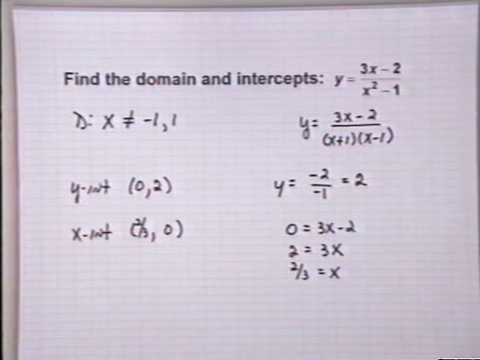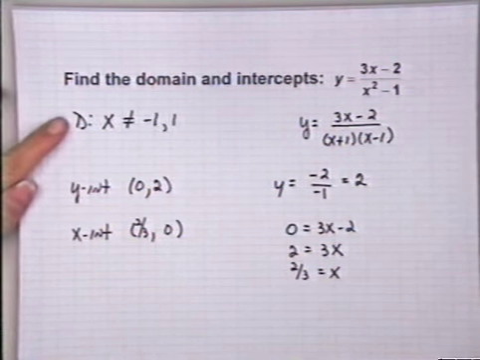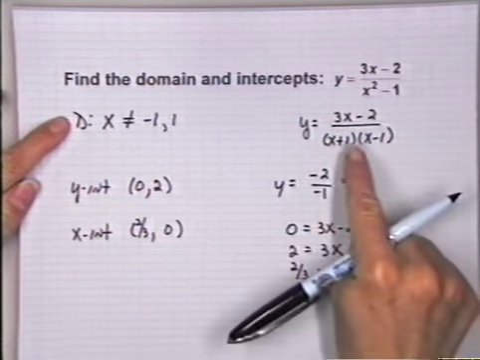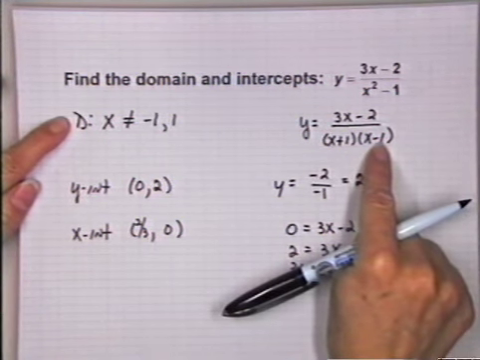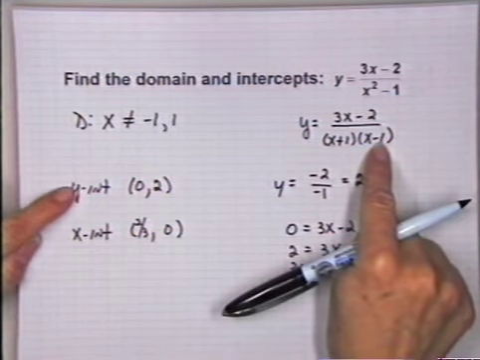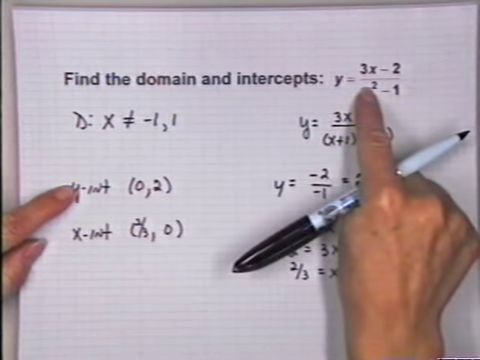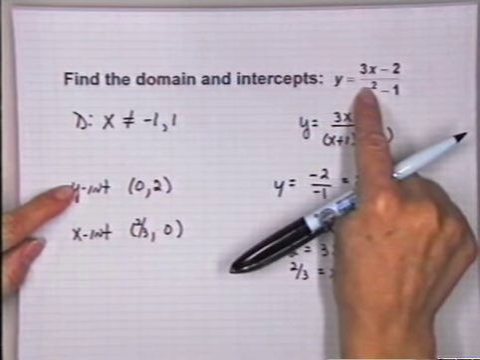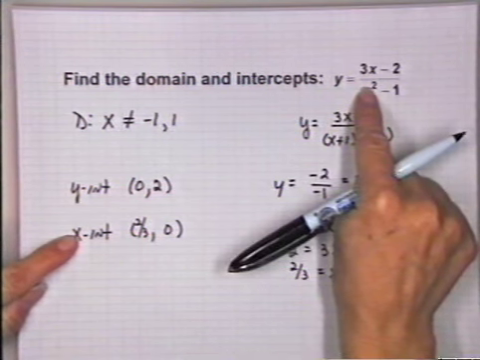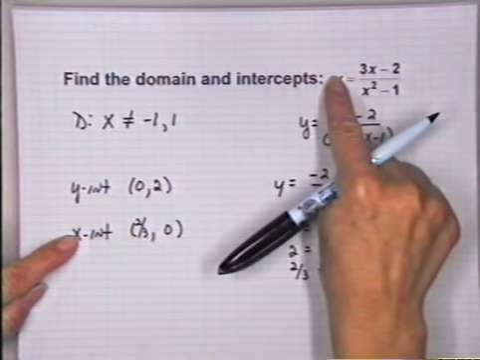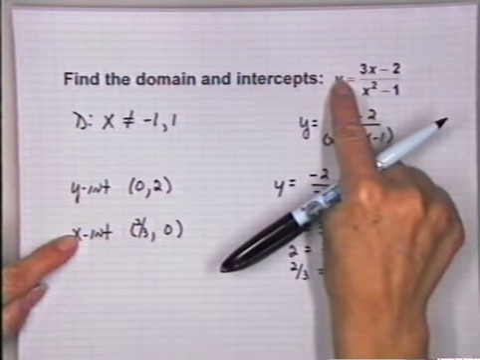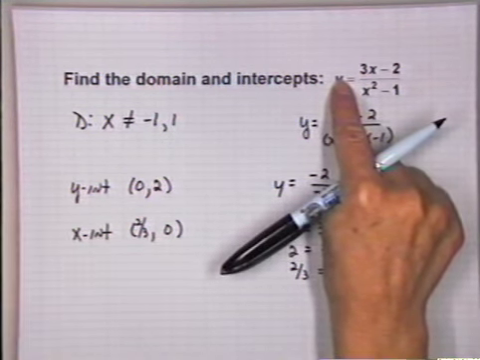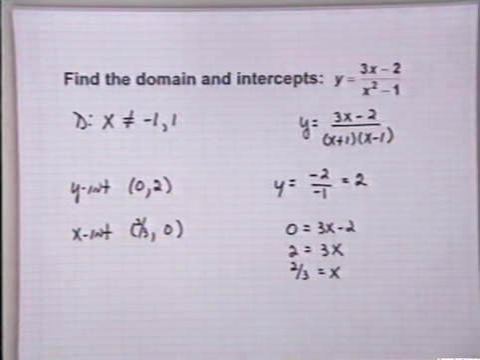Are you beginning to get the idea of what we're doing here? Notice for the domain, we're looking for those values of x that would make the denominator become 0. To find the y-intercept, we simply substitute 0 for x and solve for y. For the x-intercept, we substitute 0 for y, and what that amounts to then is the numerator equals 0, and we solve for any x value that might give us.